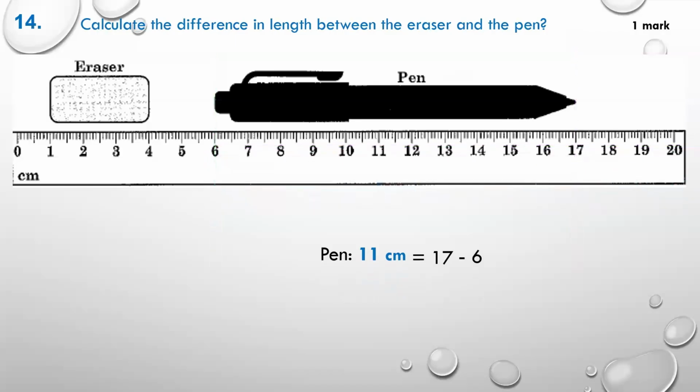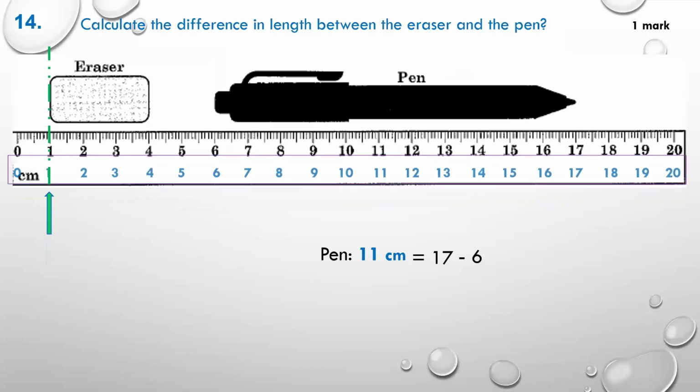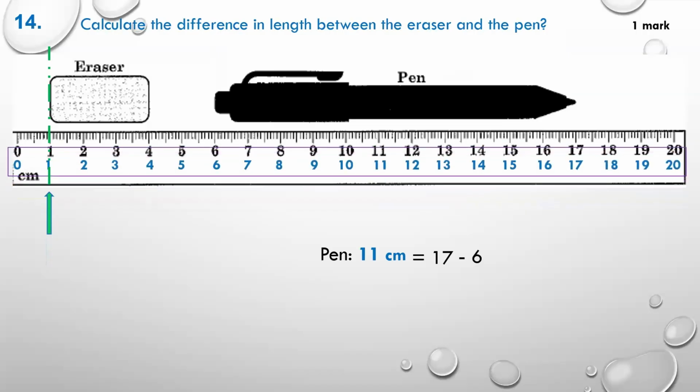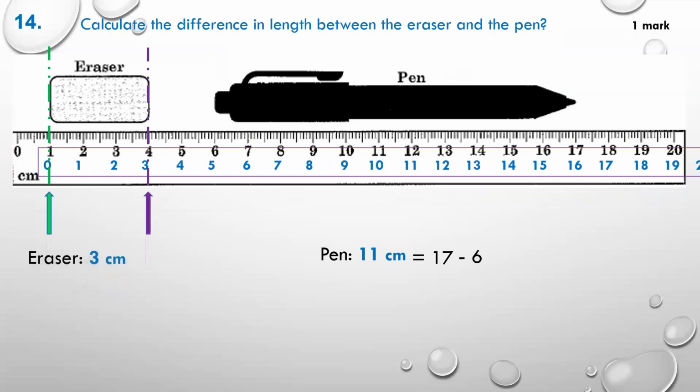Let's now look at where did the eraser start? The eraser started at 1 centimeter. And let's do the same thing again. Let's think of it as a number line and we bring it up. So if we say we're starting at 0 and we move across 1, 2, 3, that means the eraser is 3 centimeters long. So the pen was 11 centimeters and the eraser is 3 centimeters.